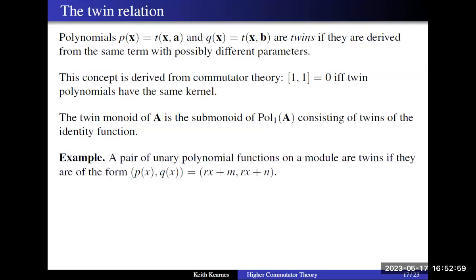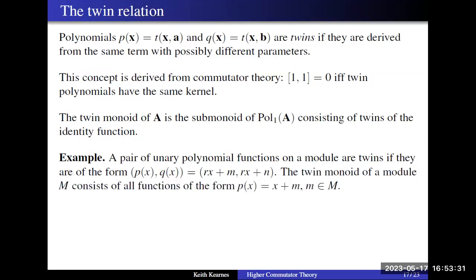And if this was an abelian algebra, say a module, we know what unary polynomials of a module look like. They're all rx plus a constant from the module. Every polynomial of a module is a scalar from the ring times the variable plus a constant from the module. Now, if they're twins, and I look at a pair of twins, the scalar from the ring has to be the same. So twin polynomials are telling me I have two unary functions that only differ in their constant term.